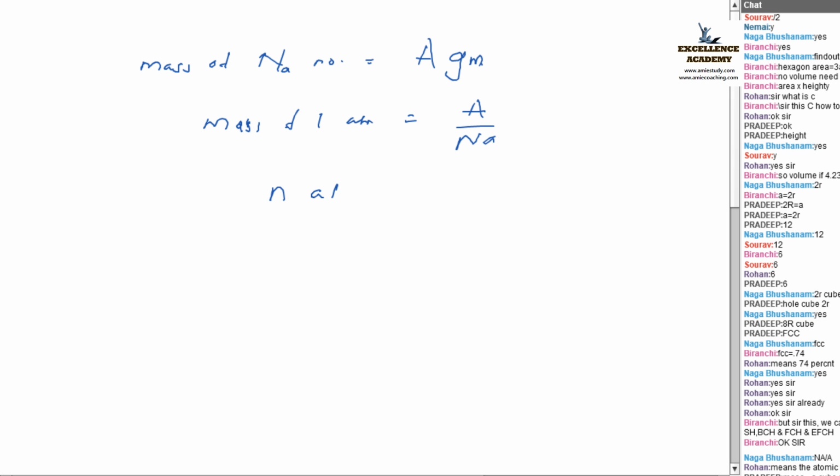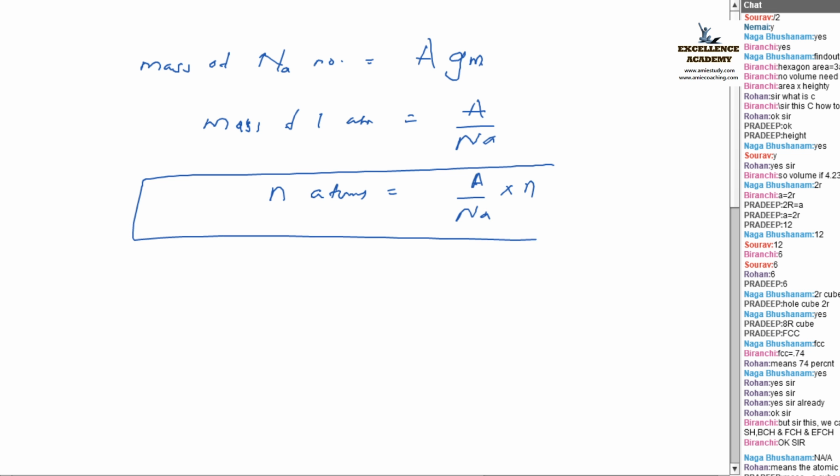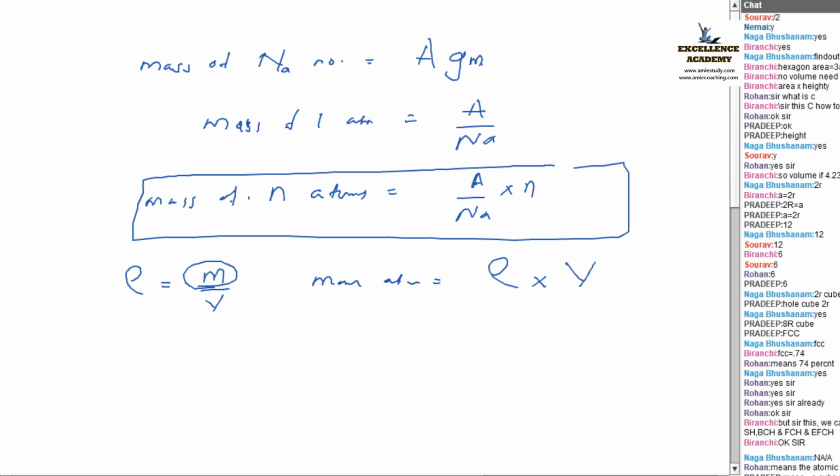Mass of n number of atoms is A by Na multiplied with n. This is one expression, isn't it? Next, we know the definition of density. Rho is equal to mass by volume. So from that also we can find out the mass. That means mass of atoms is equal to density into volume.